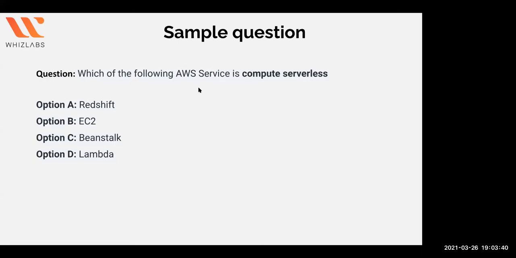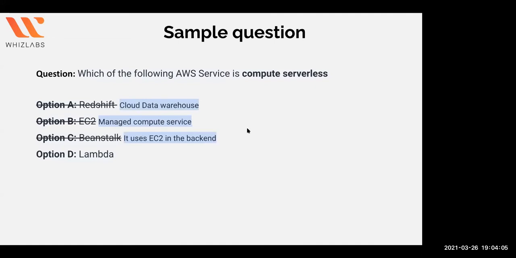In this question, we need to take care of only one keyword, which is compute serverless. Let's see option 1. This is incorrect because Redshift is popularly known as a cloud data warehouse. Option 2 says managed compute service, EC2, is somewhere you have servers to manage, which is not a serverless service. Then comes Beanstalk, which uses EC2 in the backend. So the obvious correct option is Lambda.